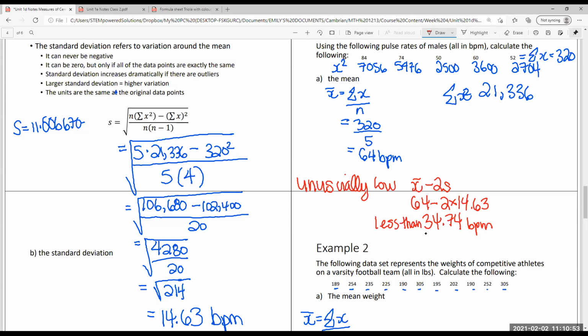Anything unusually high is going to be basically the mean plus 2 standard deviations. So 64 plus, and then I'm going to do brackets, 2 times 14.63, close bracket, equals 93.26 beats per minute.